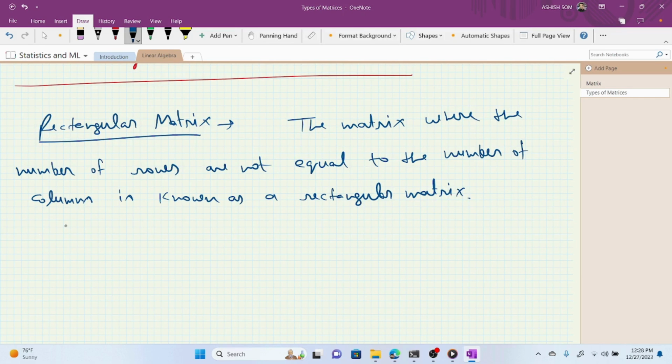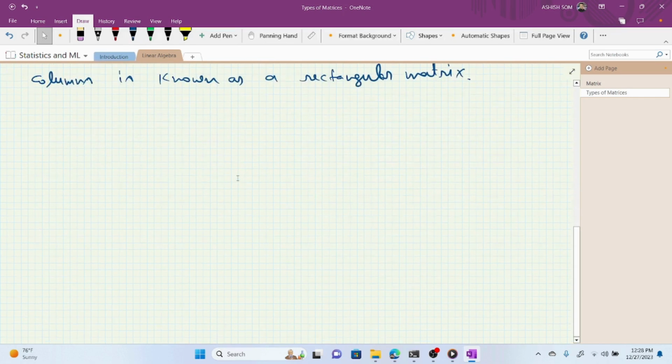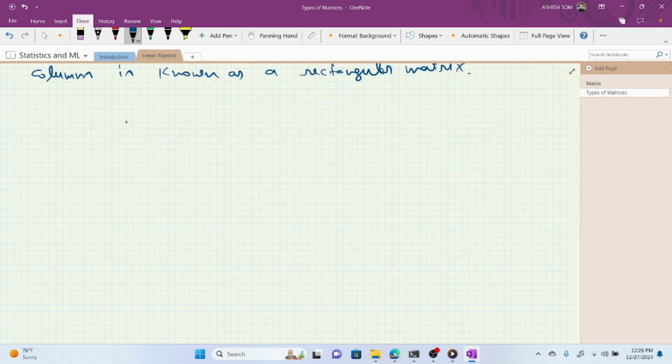Now let's see how to express this. I have a matrix, and let's say it looks like this: 1 4 9, 3 7 2. Now it is a 2 by 3 matrix. It is a 2 by 3 matrix.